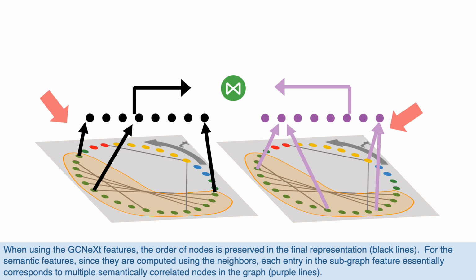When using the GCNeXt features, the order of nodes is preserved in the final representation. For the semantic features, since they are computed using the neighbors, each entry in the subgraph feature essentially corresponds to multiple semantically correlated nodes in the graph.